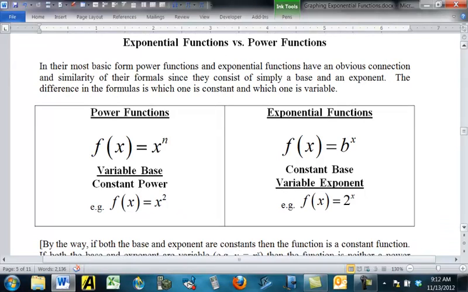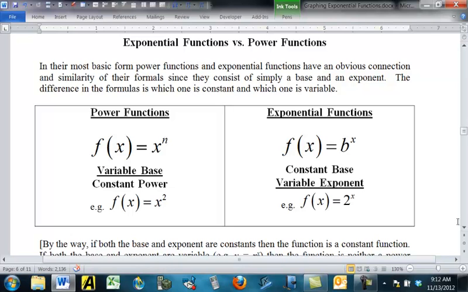Now, I want to compare and contrast exponential functions with power functions. In our first section of this unit, we compared exponential functions to linear functions, and we found there was a lot of similarity in the way we could develop them, but exponential functions were basically just one level higher in the order of operations on every piece of the way we developed it.